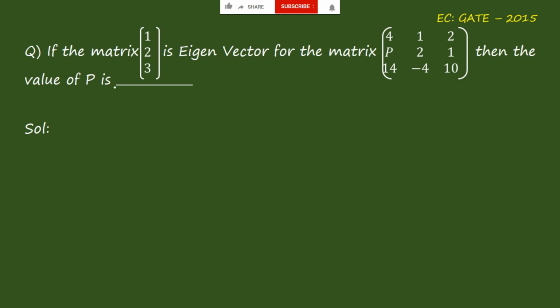Now coming to the next question. The question is, if the vector (1, 2, 3) is an eigenvector of the matrix A given as [4, 1, 2; p, 2, 1; 14, -4, 10], then the value of p is. You have to find the value of p in this particular matrix, right?